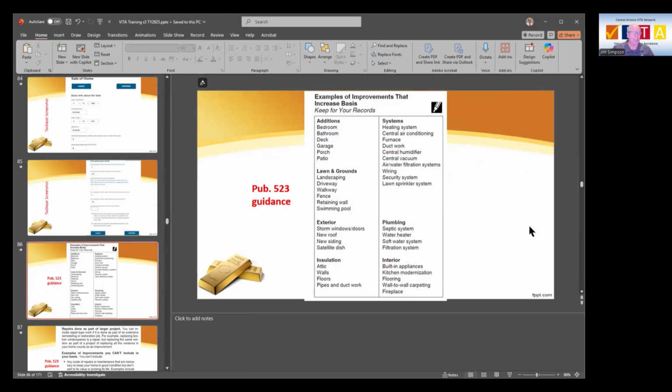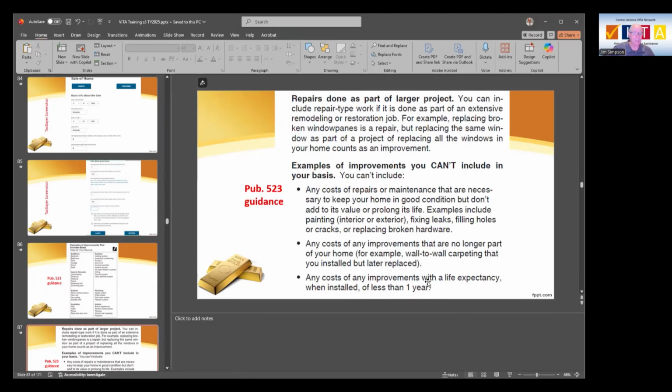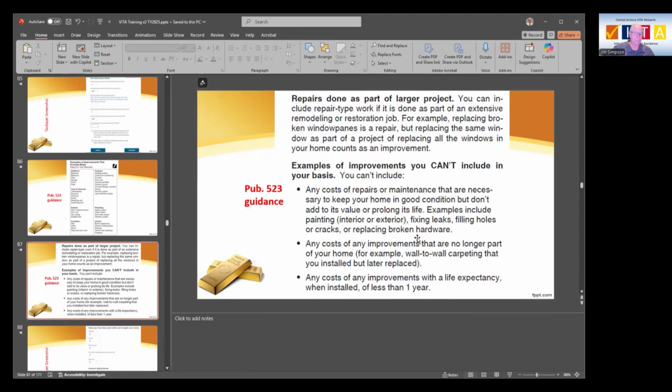But here are things that would increase your basis. You put on an addition. You put in new landscaping, like you plant a tree or build a fence. You put in new roofs or windows or doors or insulation. You put in an air conditioner. You put in new plumbing. Now, if you just repair something, that doesn't count. But if you put in something new, like a new water heater, that increases your basis. Or you remodel the bathroom or put in carpeting, that counts. Maintenance does not count.